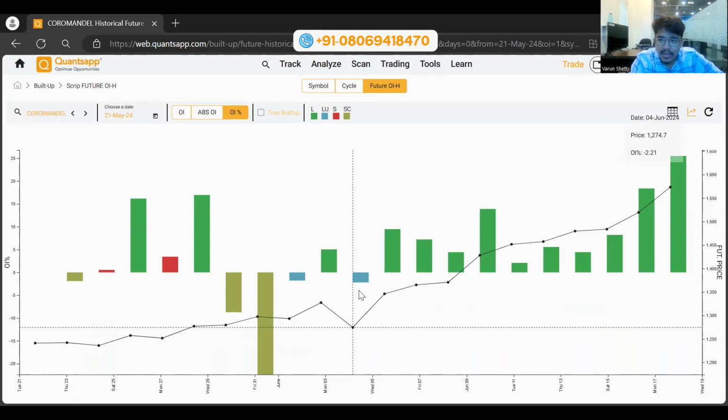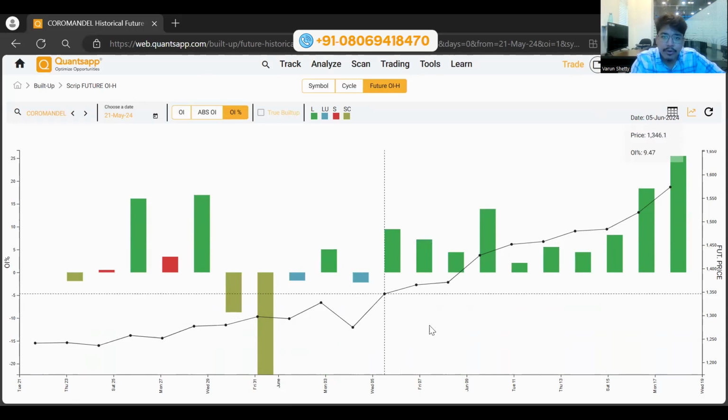So ignore this fall. This fall was due to the election, so you can ignore that. But still, even if you consider that fall, that also created a bottom due to long unwinding. And after that, it has moved up. So profit booking points are something that you can keep track of, right?